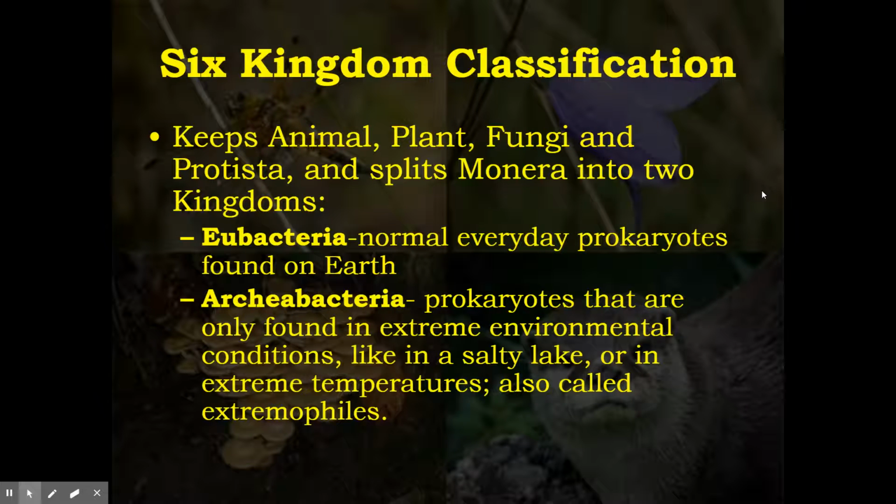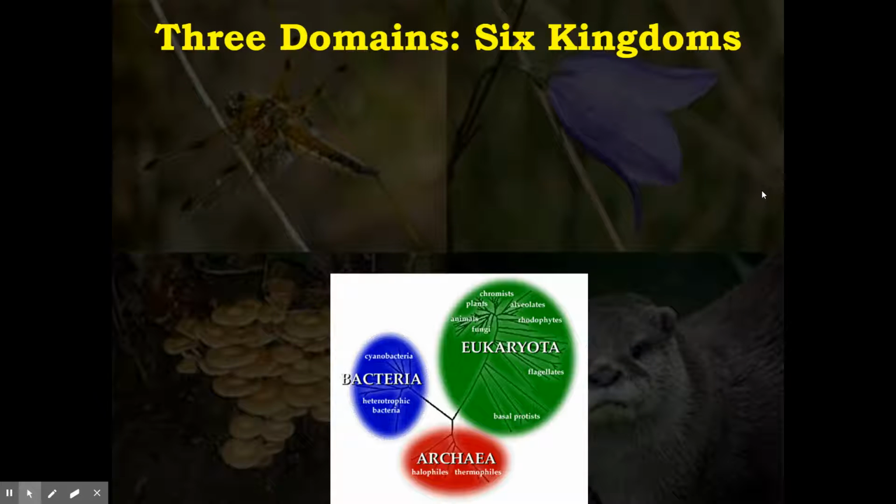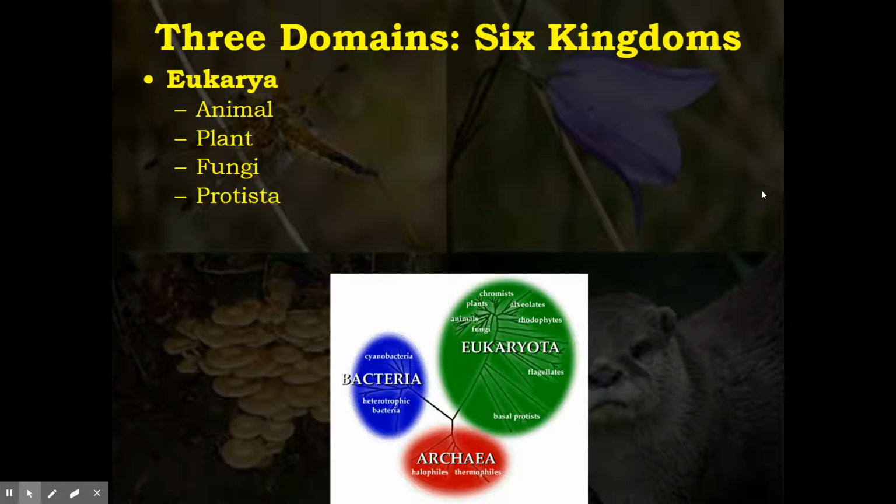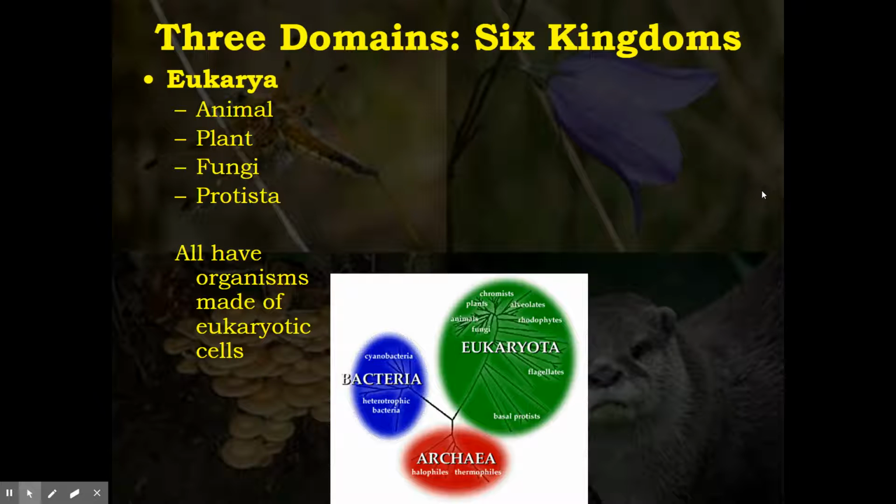So instead of the 5 systems with Monera, they've split the Monera into 2, and now we have 6. All right, so we have 3 domains for these 6 kingdoms. The domains are the big things. The first one is called Eukarya, and that includes the animal kingdom, the plant kingdom, the fungi, and the protista. Okay, so all of those are eukarya. Guess what? They're also eukaryotic, which means that eukaryotes have a nucleus and they are multicellular.